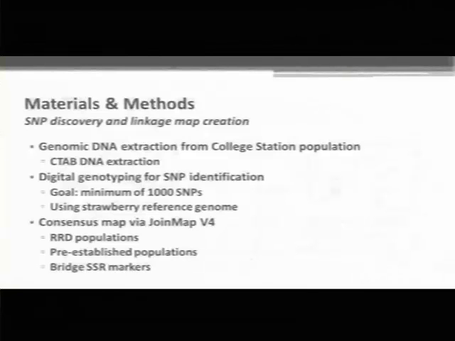The method we'll be using is digital genotyping. It's a high throughput genotyping method that was developed by Dr. Trish Klein's lab for sorghum, but it does work for roses as well. Our goal with that is to get a minimum of 1,000 informative SNPs. Part of the problem with digital genotyping, though, is that it requires the use of a reference genome to compare these fragments to the reference genome and see where the polymorphisms actually are. And we don't actually have a rose reference genome.